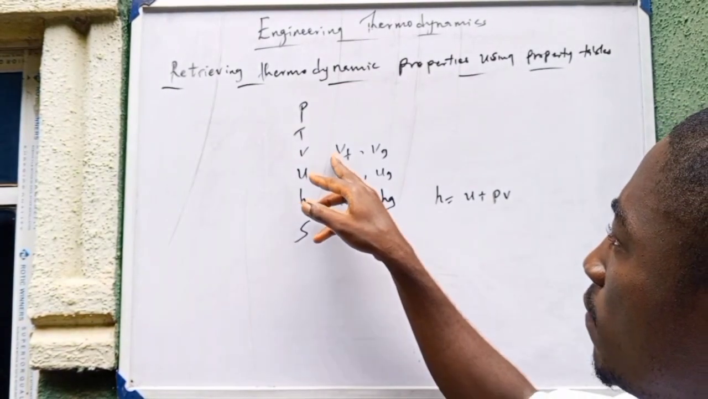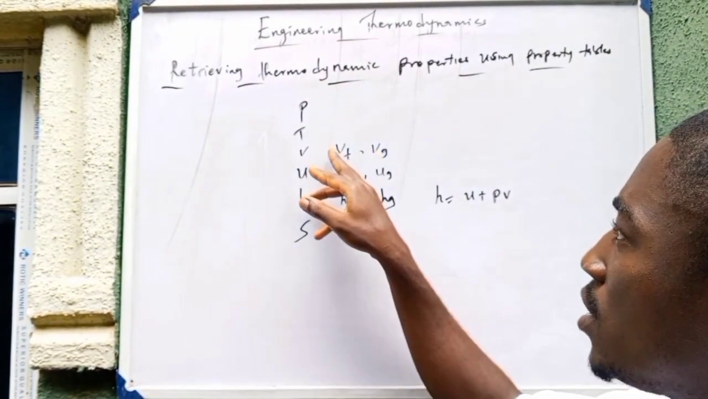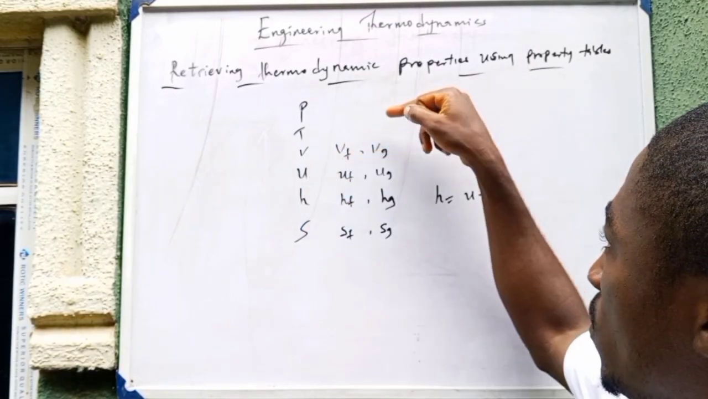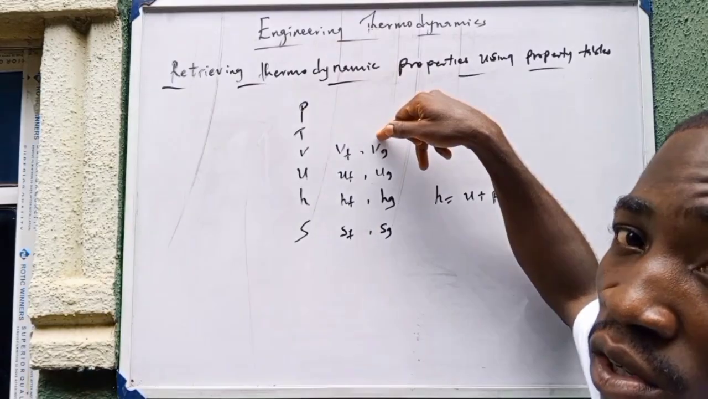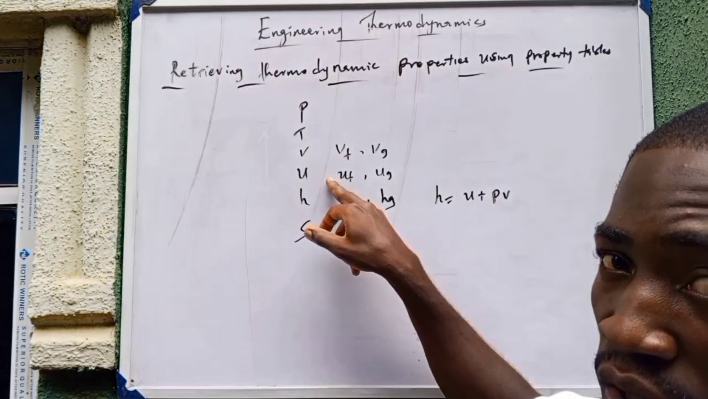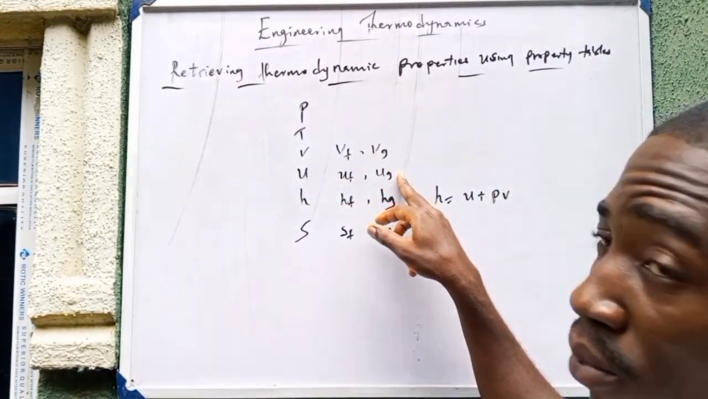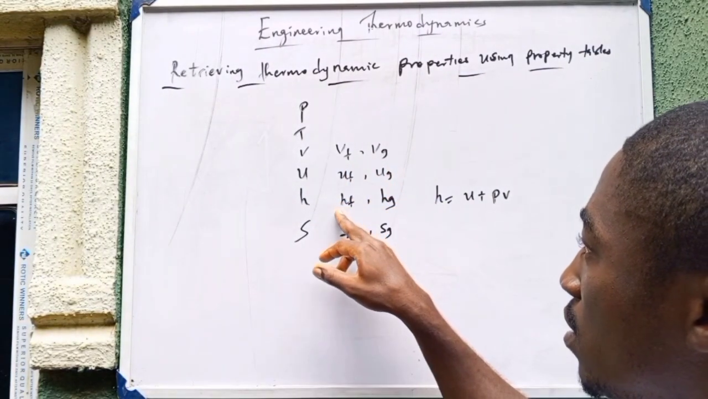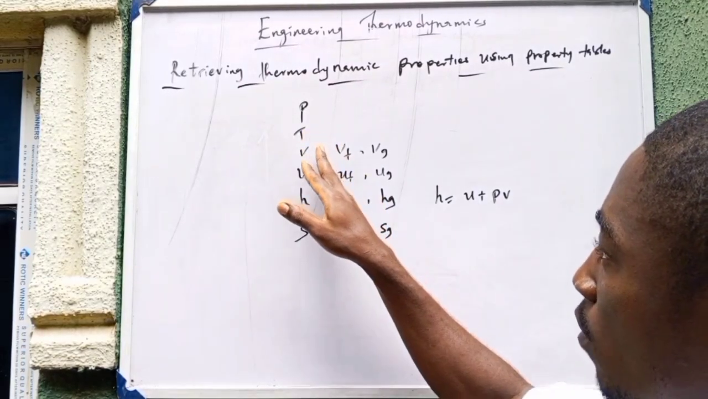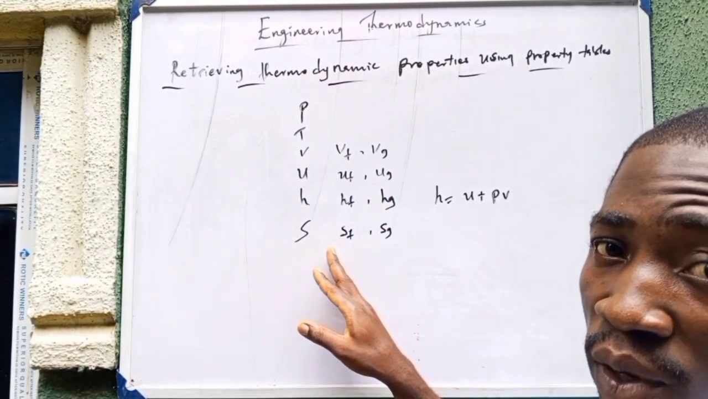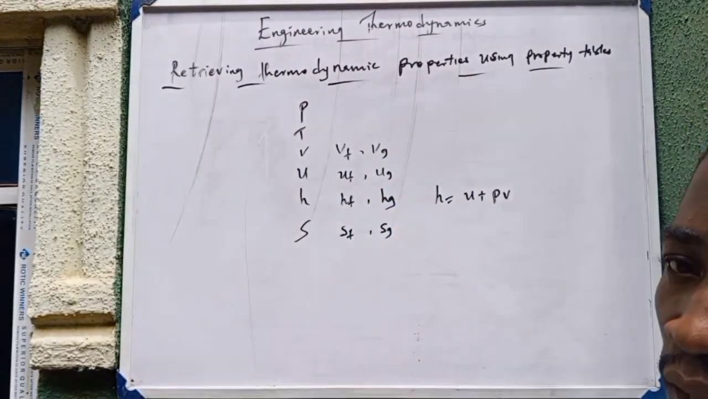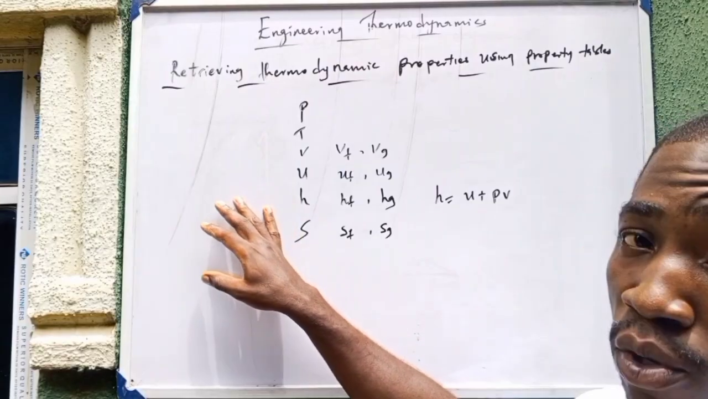Now, we have vf, we have vg. This is the specific volume when vaporization begins. This is the specific volume when vaporization ends. This is the internal energy when vaporization begins. The same thing when vaporization will end. So that's the same for hf, sf, hg, sg. So this part is for the beginning of what? Vaporization. Whereas this part is when vaporization has ended. So you will see these symbols on the property table.